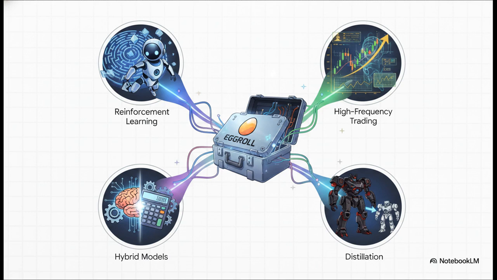It can dramatically speed up reinforcement learning. It can fine-tune AI agents for super complex stuff like high-frequency trading. And it's perfect for optimizing those weird hybrid models that have parts that calculus-based methods just can't handle. It can even take a giant model and distill it into a much smaller, faster version without losing its smarts.